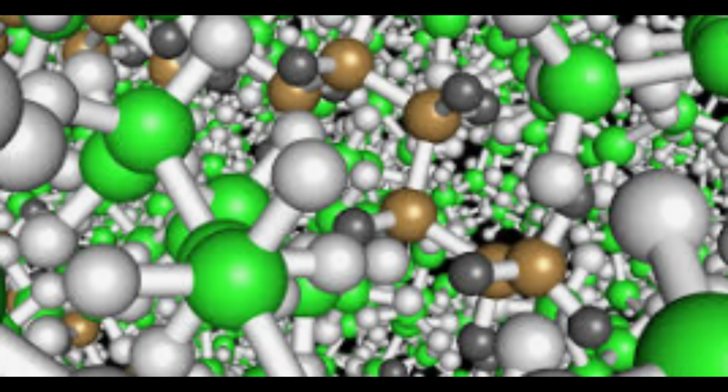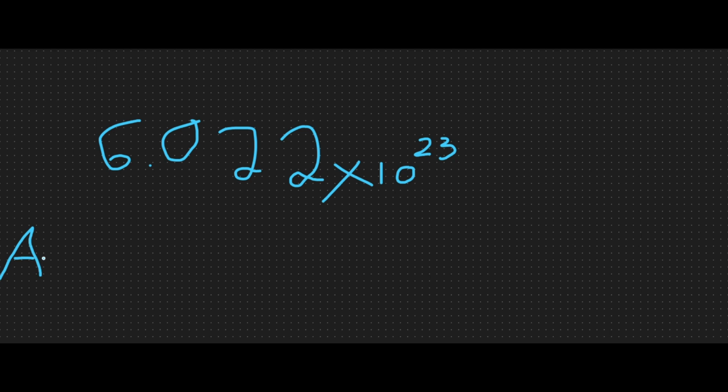This number, 6.022 by 10 to the 23rd power, is also known as Avogadro's number. But what do we use this for?